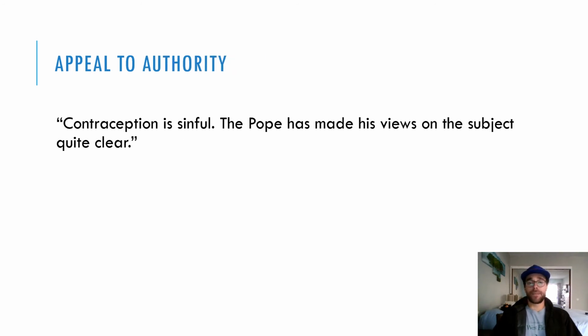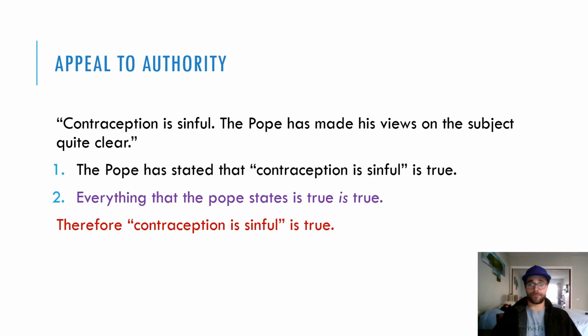Similarly, when we appeal to an authority figure and suggest that the argument is true because this person said it's true, that is also fallacious. An argument is not true because somebody says it's true, but because it factually and scientifically is true. So here, if we look at an argument, contraception is sinful, the Pope has made his views on the subject quite clear, we would see that the second premise, everything that the Pope states is true, is not true, right? Just because the Pope is the authority figure on sin does not make this particular argument true, because we know that this particular individual could be false.